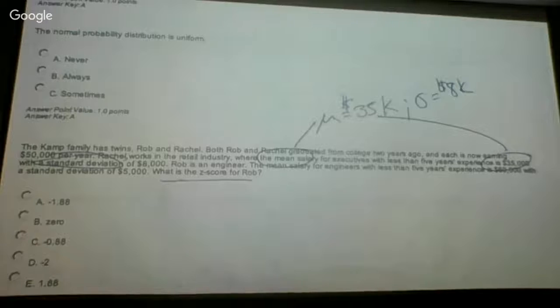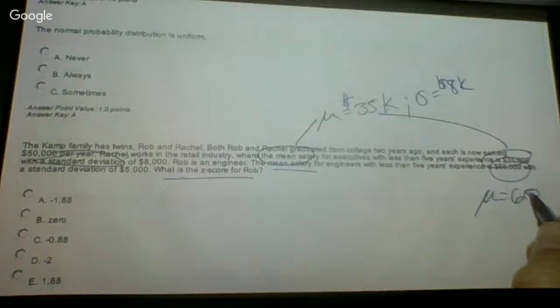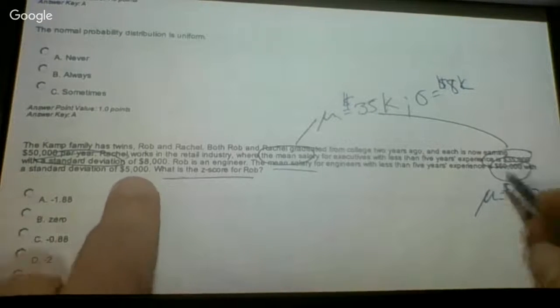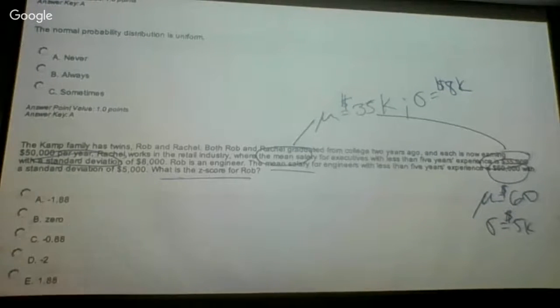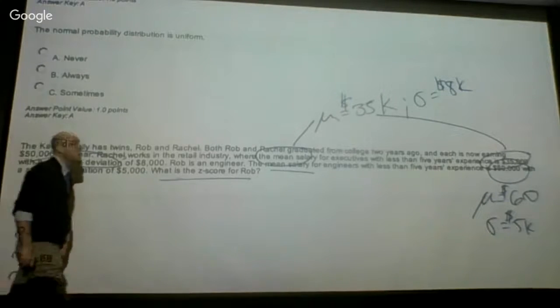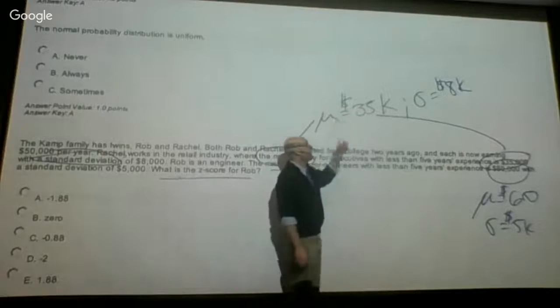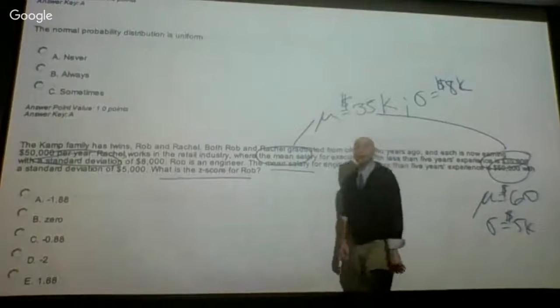Now we got to come up with a z-score for Rob. We have mean salary here is 60K. That's for engineers. And a standard deviation of $5,000. So we've actually got two different means, two different standard deviations, and two different raw scores. Well, the raw scores are both 50,000, but in one case, that 50,000 corresponds to the retail industry. In one case, the 50,000 corresponds to engineering.